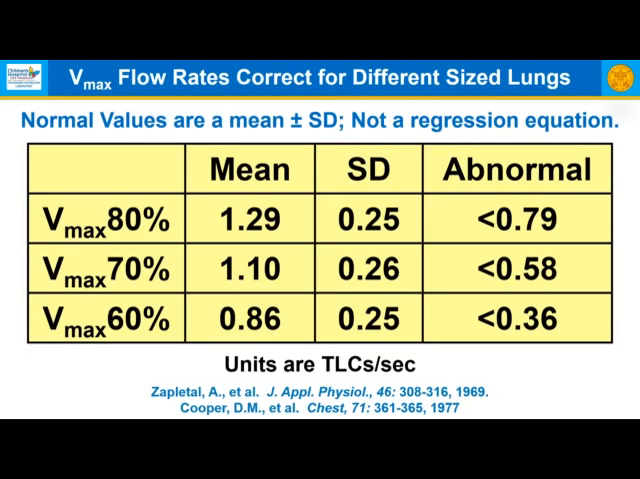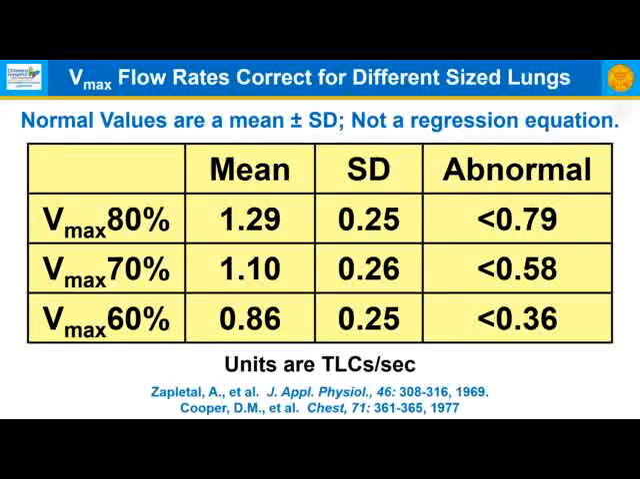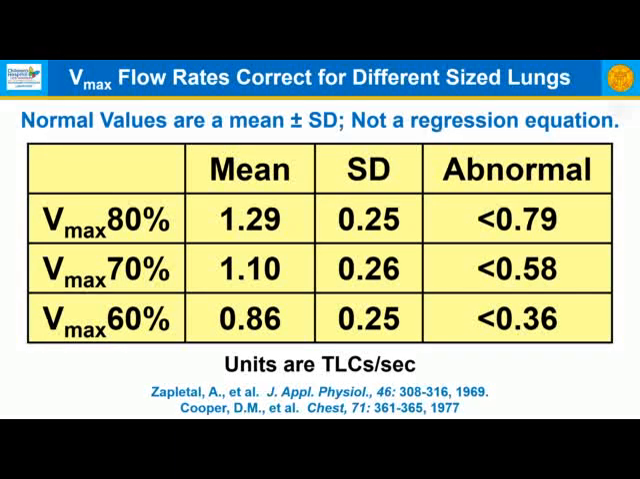And recall that because this corrects for lung size, these normal values are mean and standard deviation, not a regression equation. And these are the normal means, standard deviation, and then abnormal would be below these levels. Unfortunately for this test, the normal range is quite wide, but I think they're still useful in terms of helping us out, as we've talked about earlier.